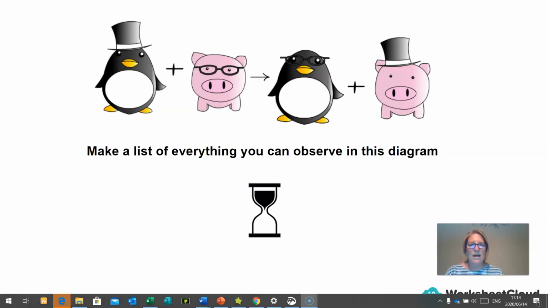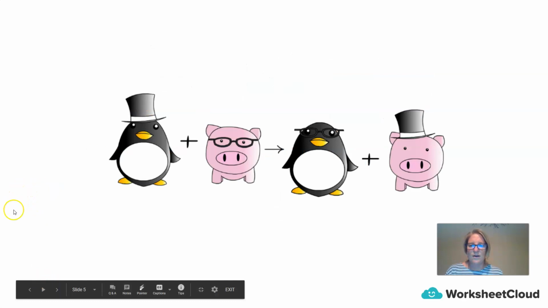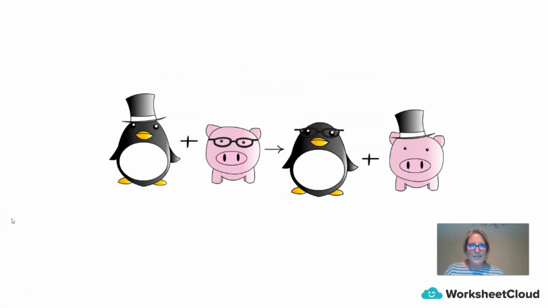I would like you to have a look at the diagram up here. And I would like you to make a list of everything you can observe in this diagram. I don't think you need to spend more than about 2 minutes doing this activity. So why don't you pause the video now so that you can see the screen and make a list of everything you can observe in this diagram. Well, I'm sure you've created quite a list.